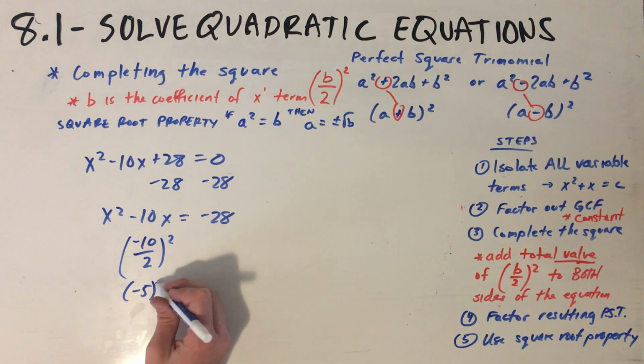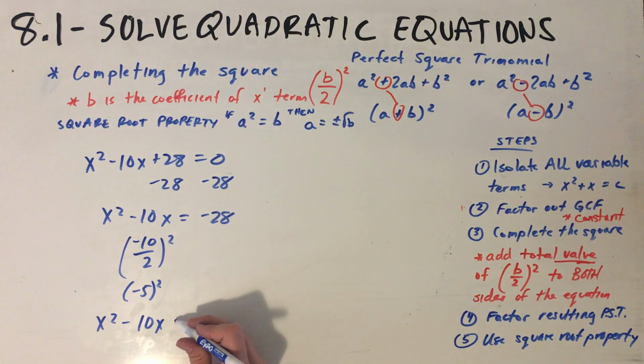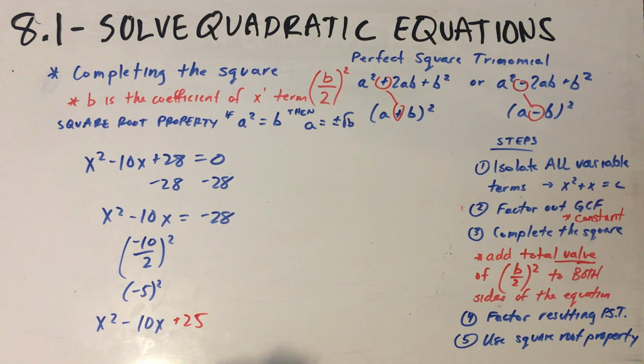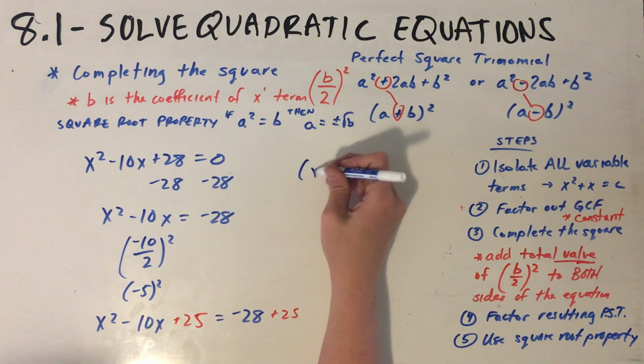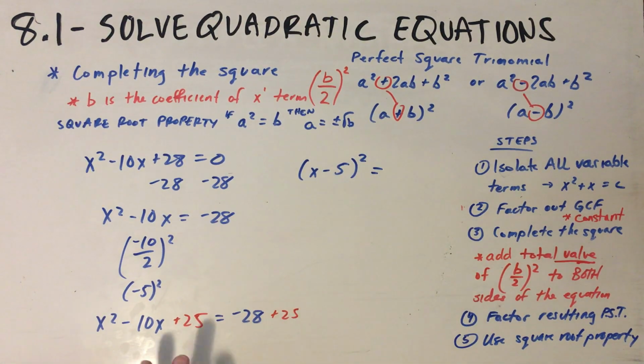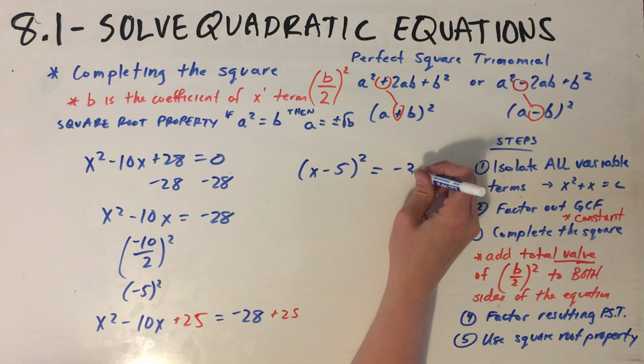That is going to be a negative 5 squared. So sticking that in here on this side of the equation is going to be a plus 25. On the other side of the equation, I have a negative 28, but I'm also going to add 25 because I'm adding the total value of what we did here to both sides of the equation. Now that I have this perfect square trinomial, I'm going to factor it. Remember, this is the x and a 5 and a minus sign right here, so that'll be squared. So this trinomial factors to this, and negative 28 plus 25 is a negative 3.